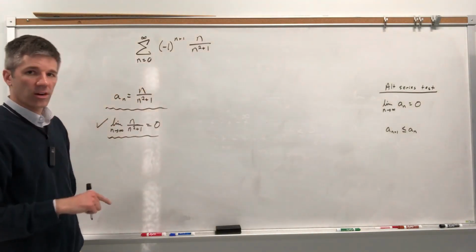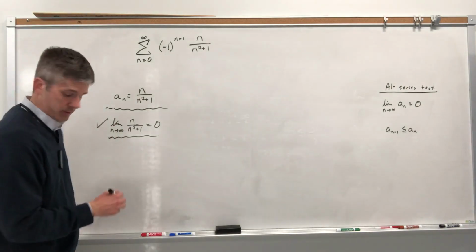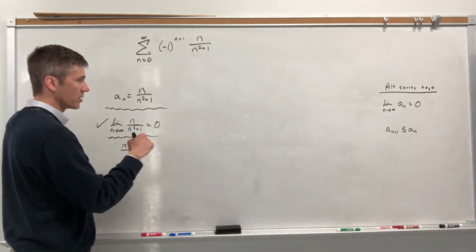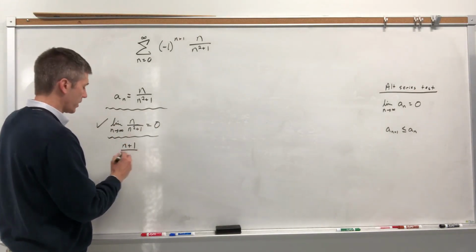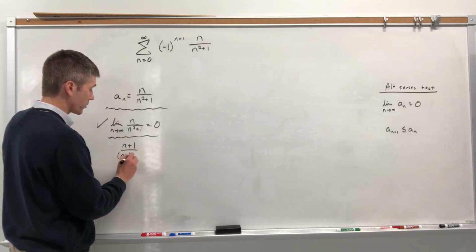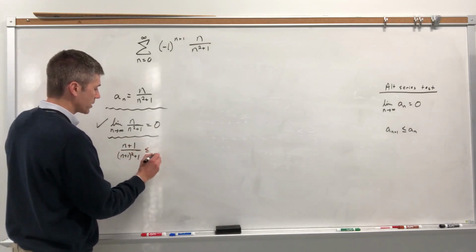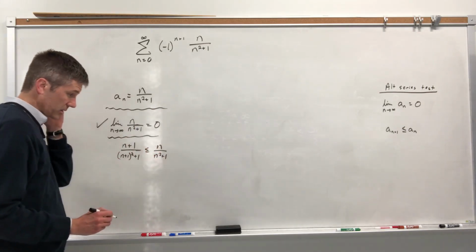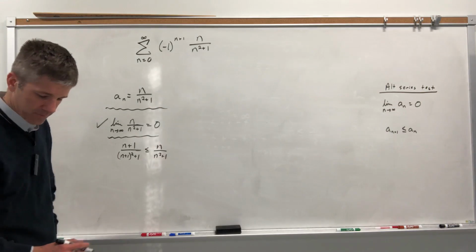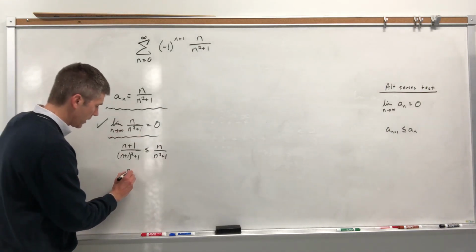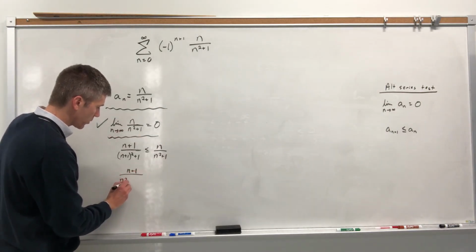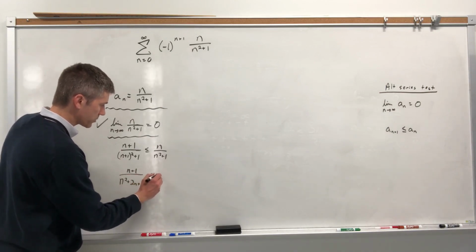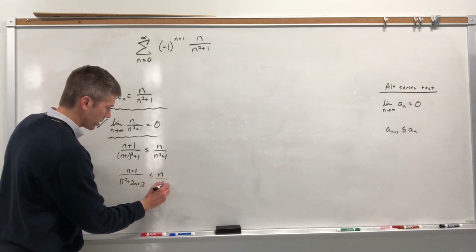Is any given term less than the one before it? And this is going to be a little bit trickier. So n plus 1 over n plus 1 squared plus 1, is that less than or equal to n over n squared plus 1? And it looks a little bit tricky, so let's just continue to finagle this a little bit. But we're going to have n plus 1 over n squared plus 2n plus 1, so plus 2, less than or equal to n over n squared plus 1.